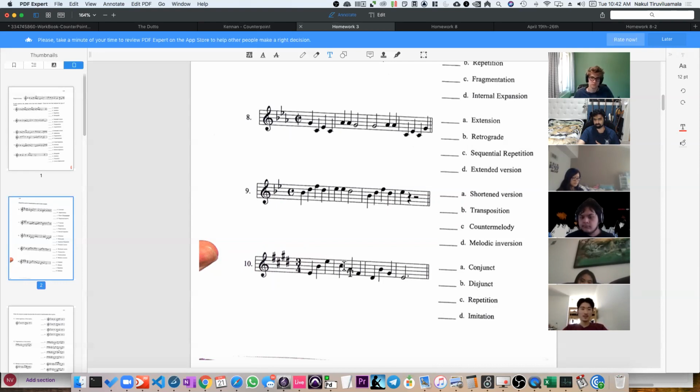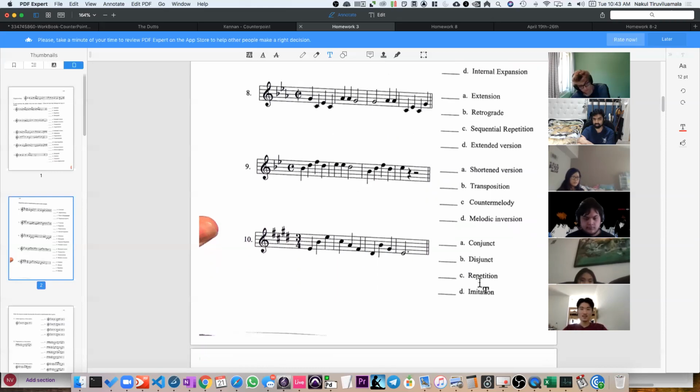Is this disjunct? This looks like a pretty good answer, doesn't it? There's not really any stepwise motion. It looks like the best answer, correct? So I'd say most of the answers are like this. There's clearly a best answer. Like the answer here is disjunct. Okay, that's another freebie right there.